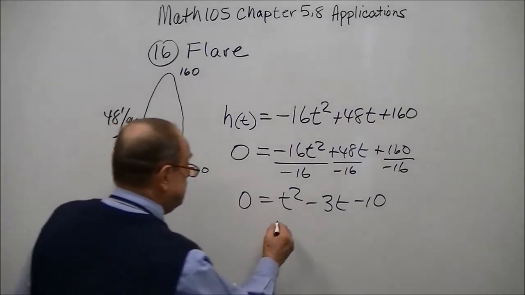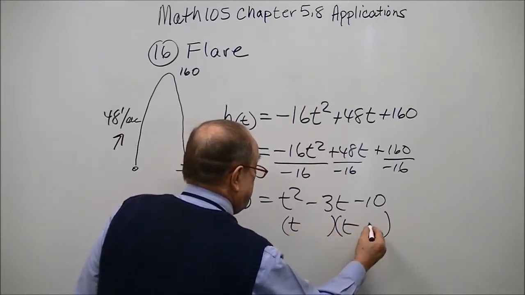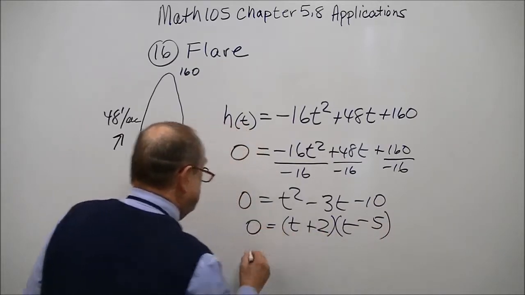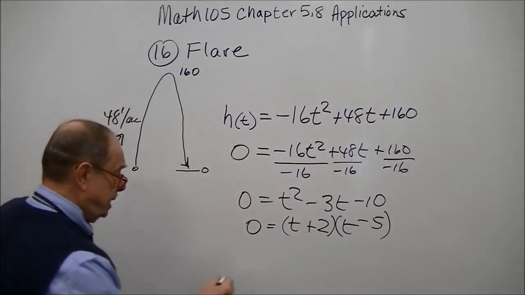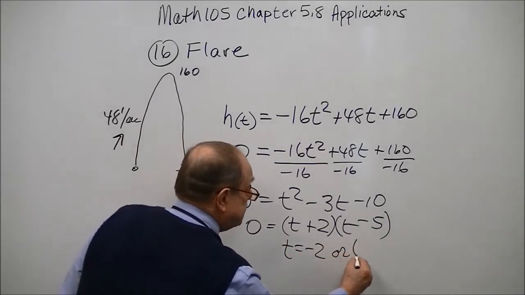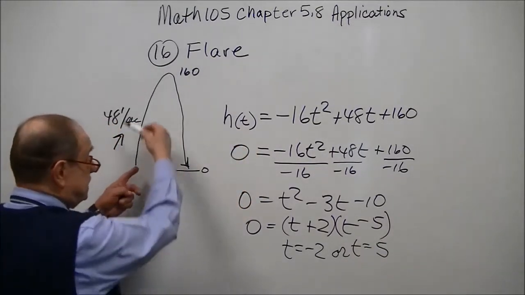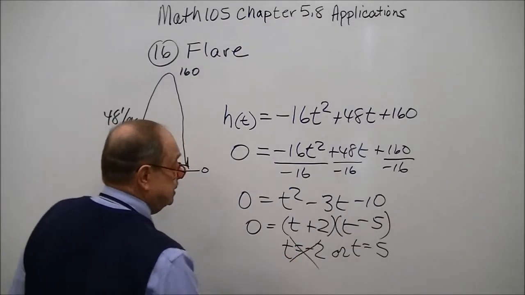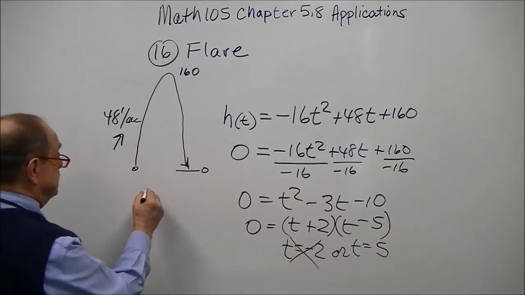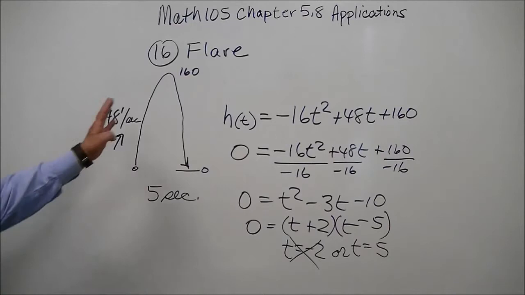Now, just factor it. So we get t equals negative 2 or t equals 5. Well, it's going to take some time, so we're going to reject the negative, and our t is 5. So the answer to number 16 is 5 seconds. And there's how we did it.